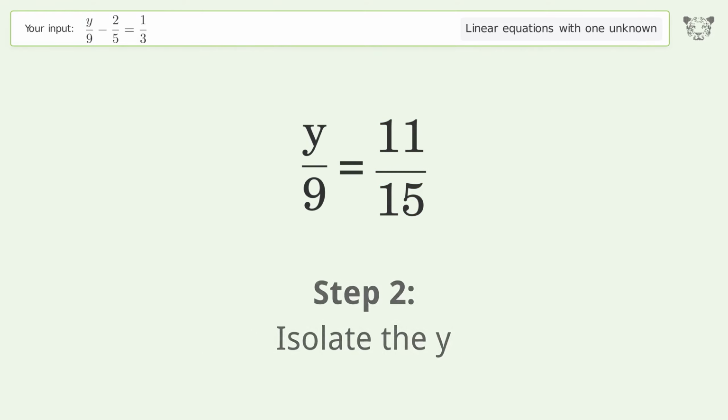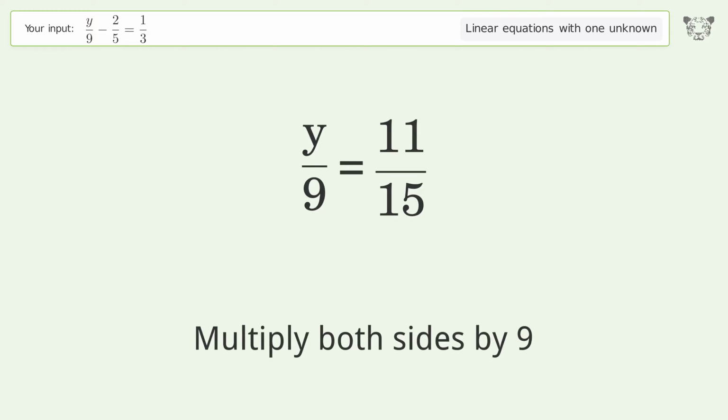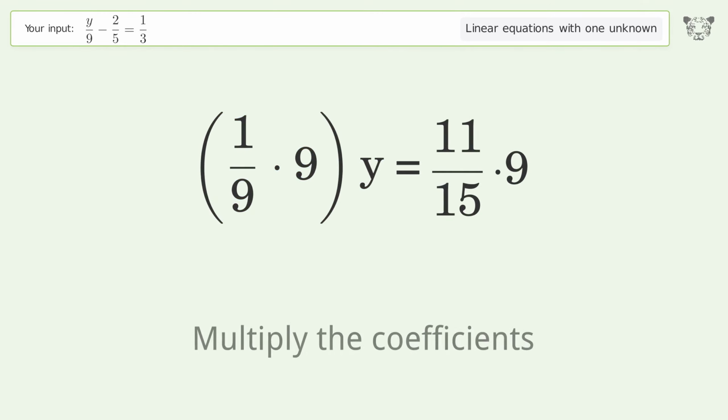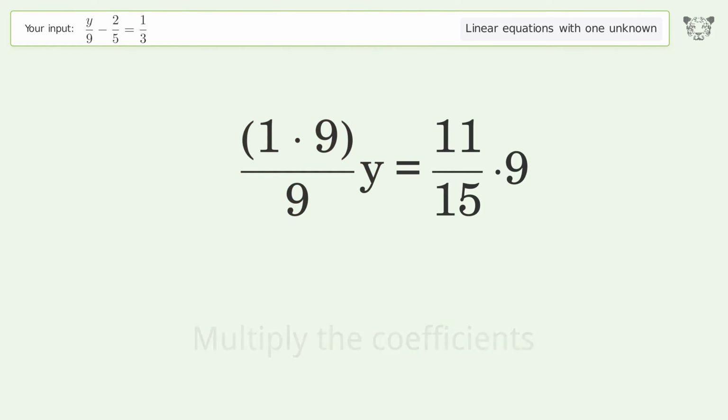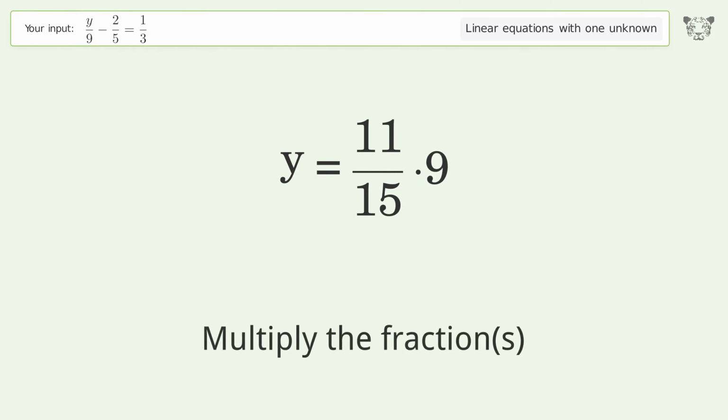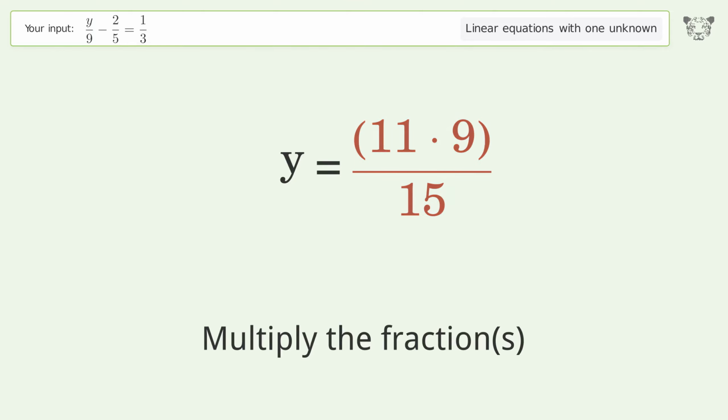Isolate the y. Multiply both sides by 9. Group like terms. Multiply the coefficients. Simplify the fraction. Multiply the fractions. Simplify the arithmetic.